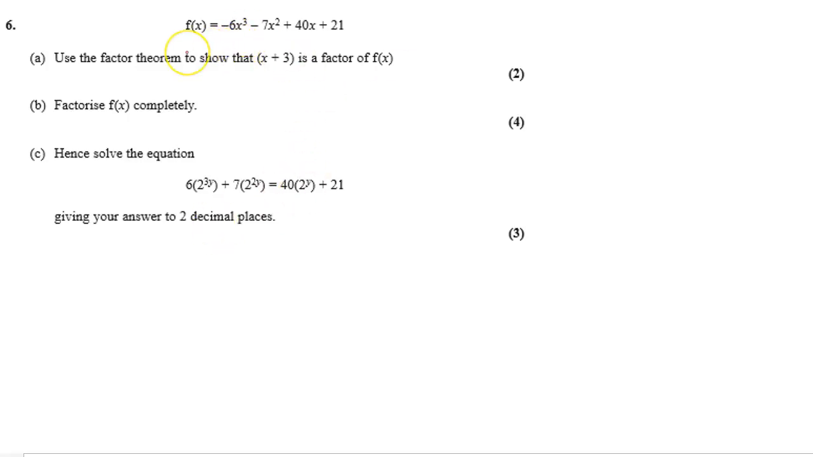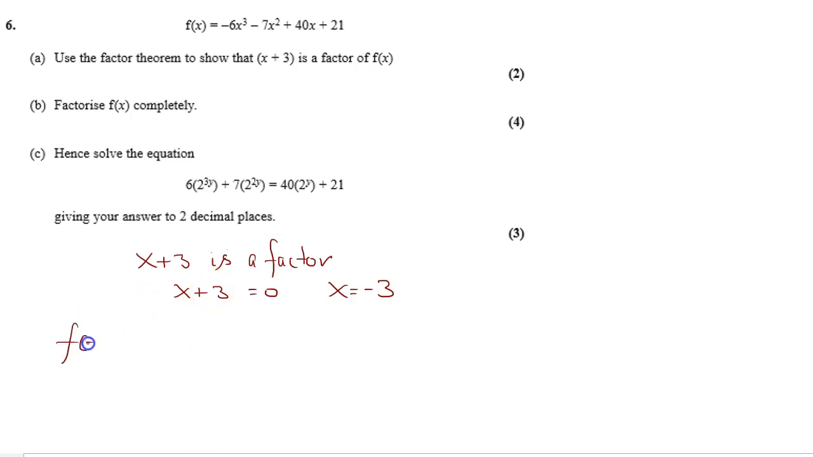Question number 6 is: use the factor theorem to show that x plus 3 is a factor of f(x). So if x plus 3 is a factor, it means x plus 3 is equal to 0, so x is equal to minus 3. If we put x equal to minus 3 in this equation, we get 0 as the answer.